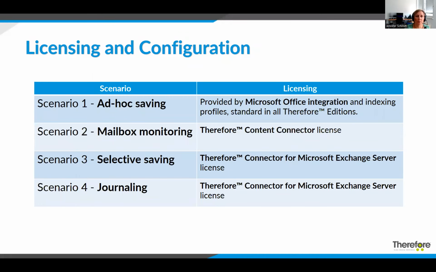Scenario 3 and Scenario 4 both require the connector for Microsoft Exchange Server. So Scenario 3 was where you wanted to have specific emails saved from multiple mailboxes. And Scenario 4 was the journaling scenario where we wanted everything to be saved to Therefore. All right, so we'll look at these scenarios in greater detail now.